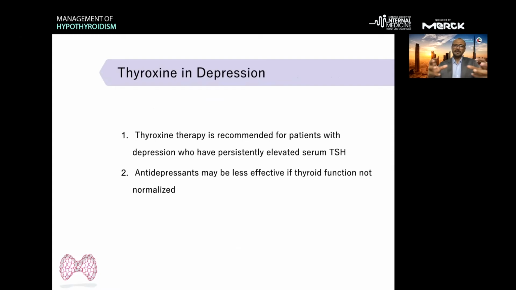And this is the relation between thyroxine and depression. It has been found that thyroxine therapy has been recommended in patients with depression who have persistently elevated serum TSH, and that antidepressants may be less effective if the thyroid function test has not been normalized. So we need to normalize thyroid function test to see whether our treatment with thyroxine is effective or not.